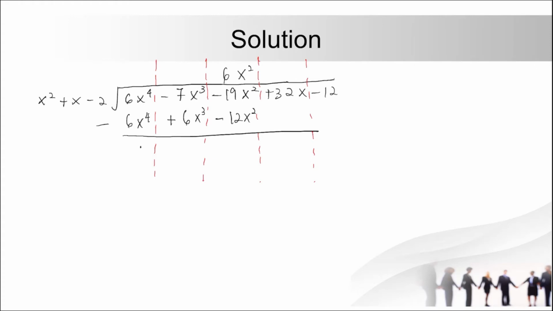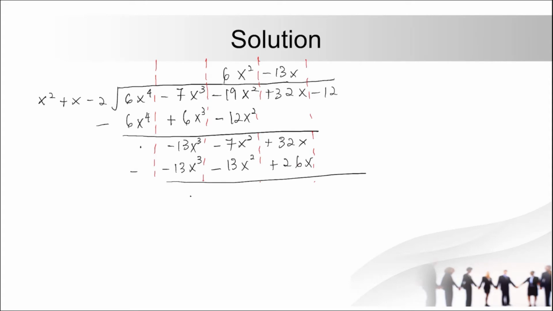So this one is 0. Negative 7 minus 6 is negative 13x cubed minus 7x squared. So bring down 32x. So next, x squared times negative 13x. So then you have negative 13x cubed minus 13x squared plus 26x. So negative 7 minus negative 13 will give you 6x squared plus 6x minus 12.